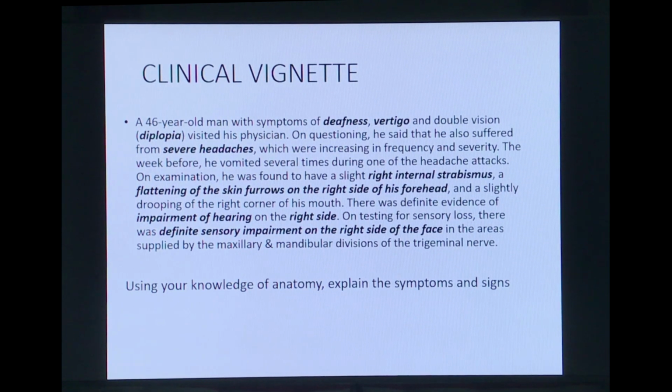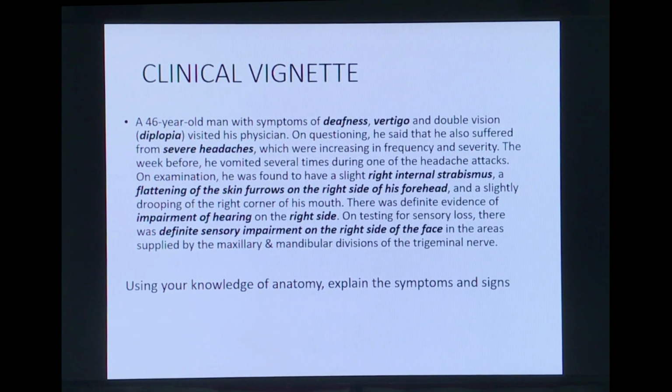On examination, he was found to have a slight right internal strabismus. Strabismus, in layman's terms, is called squint eyes; medically it is called strabismus. There are different pathophysiologies, different reasons for strabismus. One of the most common causes is weakness or non-functioning of one of the extraocular muscles. Here it is internal strabismus, where you can see the patient has it in the right eyeball.